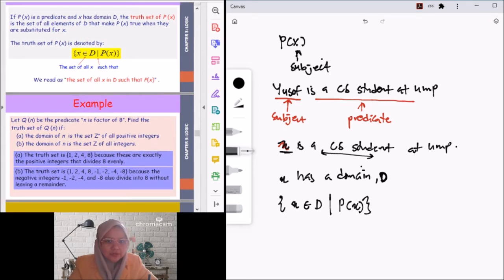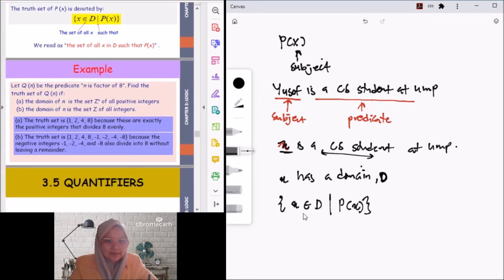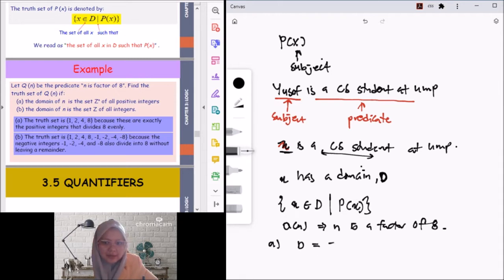Let's look at an example for better understanding. For example, the predicate is Q(n): n is a factor of 8. Find the true set of Q(n), where the domain of n is Z positive. Z positive is the positive integers.